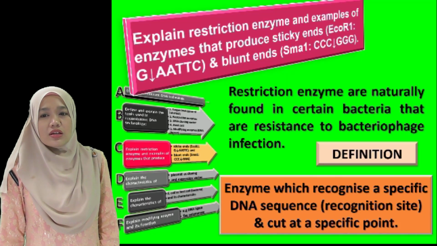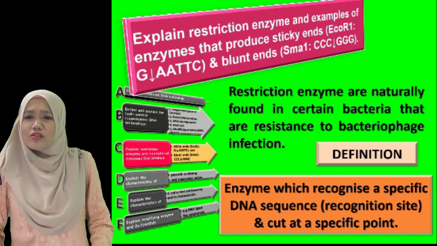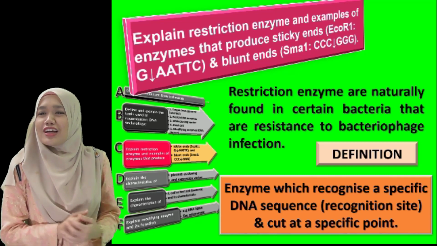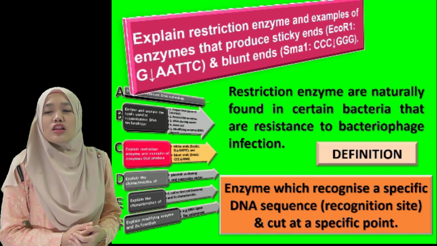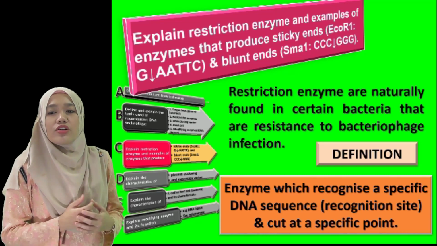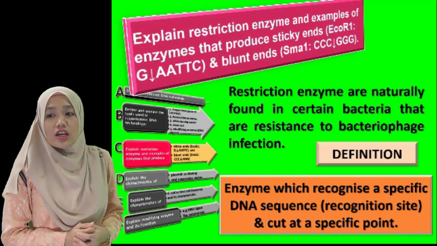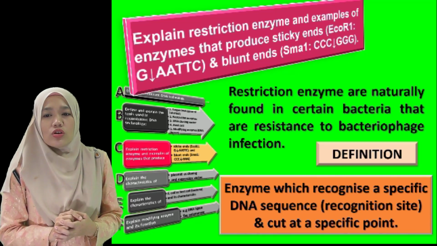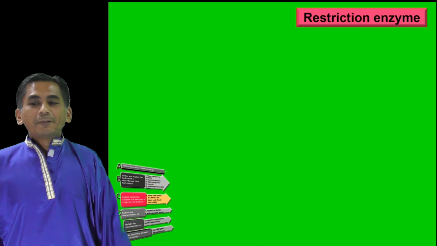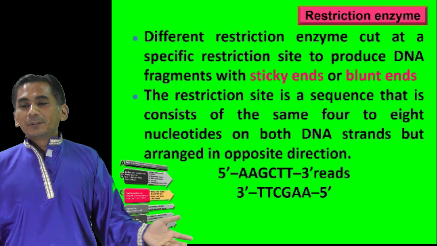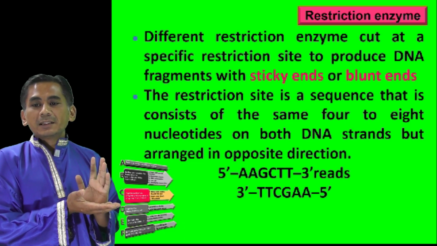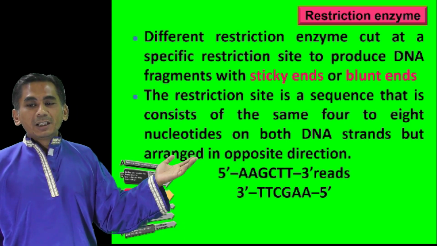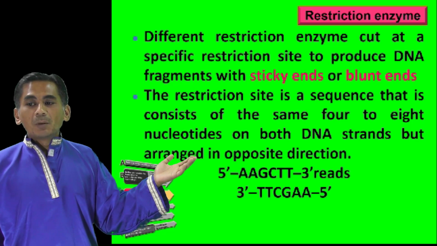Restriction enzyme is naturally found in certain bacteria that are resistant to bacteriophage infection. It functions as an enzyme that recognizes a specific DNA sequence called the recognition site, and then it will cut at a specific point on the recognition site. There are various types of restriction enzyme. Different restriction enzymes recognize and cut at different specific sites. This produces DNA fragments with sticky ends or blunt ends.